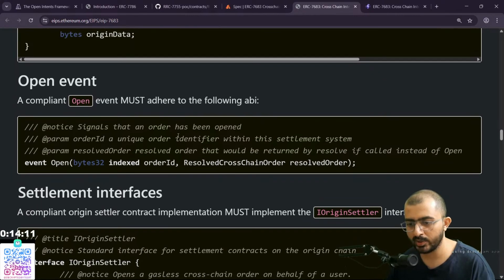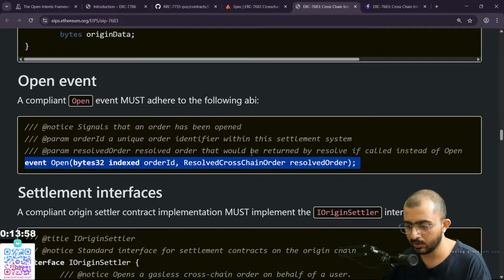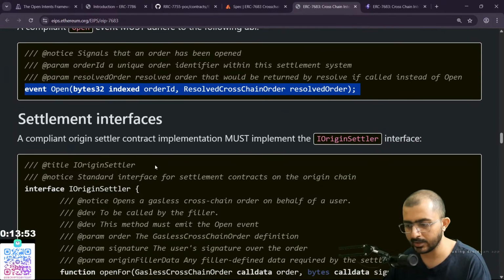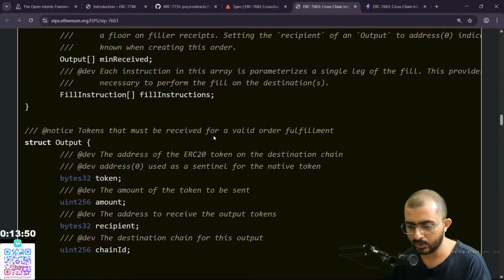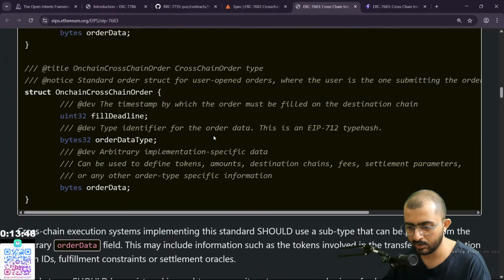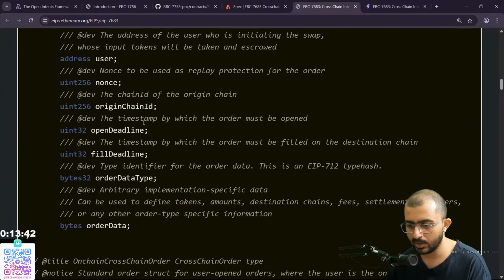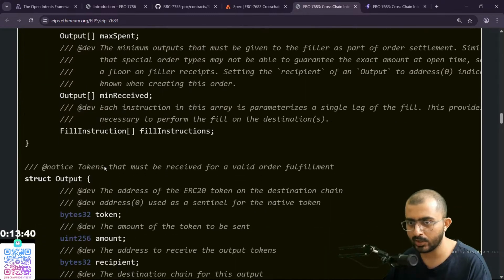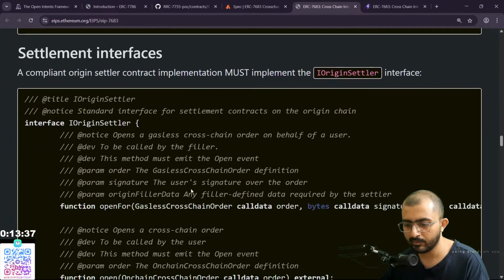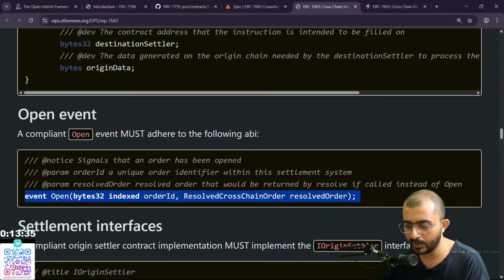Okay, open intent. A compliant open event must adhere to the following ABI. Order ID. We haven't seen how the order ID is created. Are they hashing the resolved cross-chain order struct, and how are they creating it? We don't know that yet.